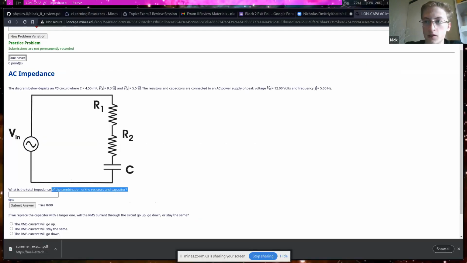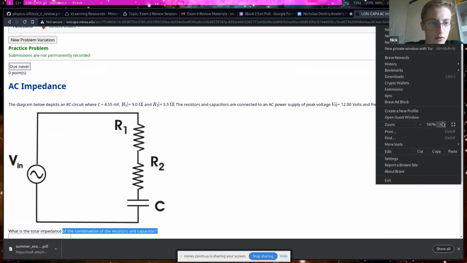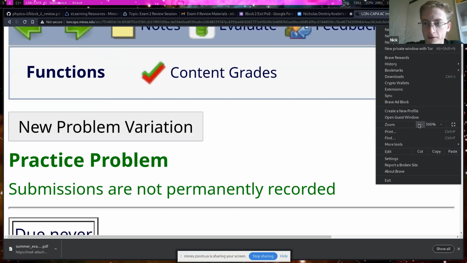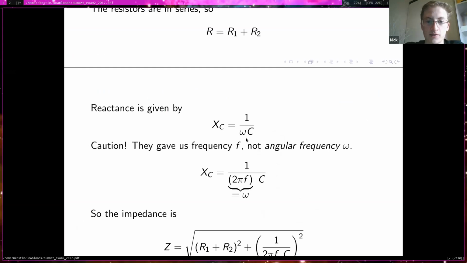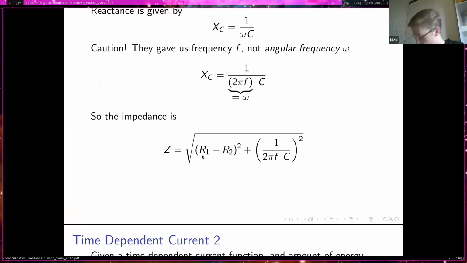But if I go back to the problem and zoom in, I should have done that earlier because it's tiny. We're given a frequency F of 5 hertz. But if I look at the formula for reactance, they want omega here, the angular frequency. So before I put that formula in, I have to say my reactance is 1 over 2 pi F times C, because the problem gave us an F, but the reactance formula is in terms of omega, which is angular frequency. So putting everything together, I get that expression for my impedance.